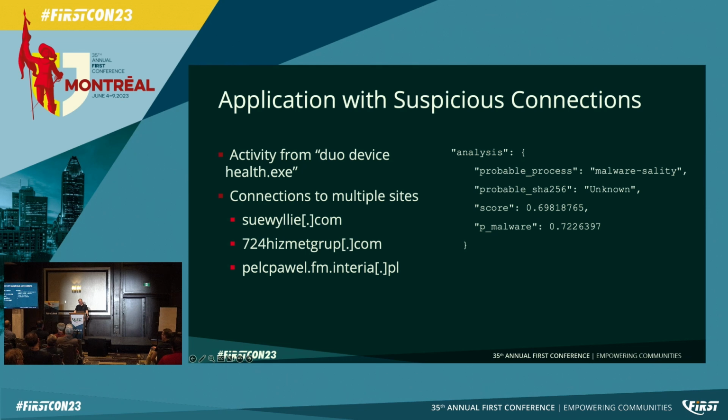If we look at the output from the analysis classifier, it shows that the probable process is Sality malware. For those of you not familiar, Sality is a file infector. However, like other file infectors, there may be false positive issues. How can we determine more definitively if this is malicious or if this is a false positive?